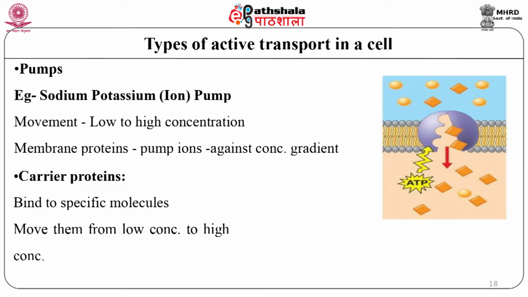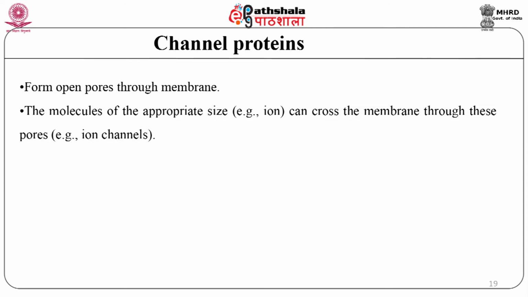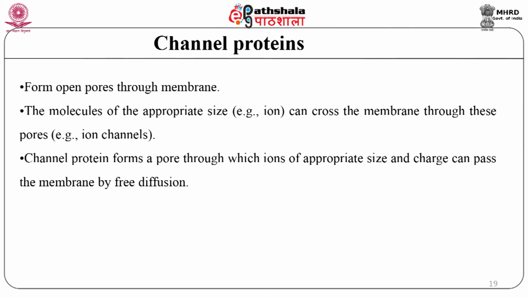Carrier proteins bind to specific molecules and move them from an area of low concentration to an area of high concentration. Channel proteins form open pores through the membrane. Molecules of appropriate size, for example ions, can cross the membrane through these pores, for example ion channels. Channel proteins form a pore through which ions of appropriate size and charge can pass the membrane by free diffusion.